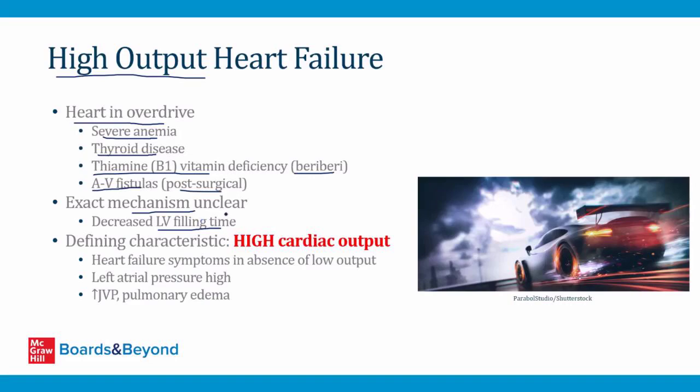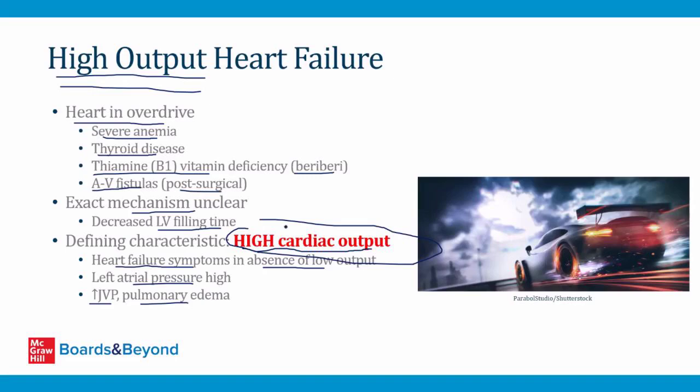But what makes this form of heart failure unique is that the cardiac output is high. Remember what I told you before, cardiac output is usually low in all forms of heart failure, systolic and diastolic. This is an exception where the cardiac output is high. So these patients have all the heart failure symptoms you would expect, like dyspnea and pulmonary edema and lower extremity edema, but they have absence of a low cardiac output. If you measure their left atrial pressure, it will be high, but once again, the cardiac output is not low, it's high. And other things like elevated JVP and pulmonary edema can also be present. But once again, the defining feature is a high cardiac output.